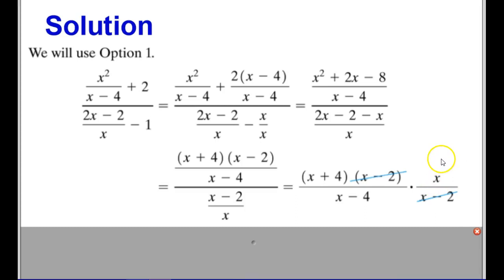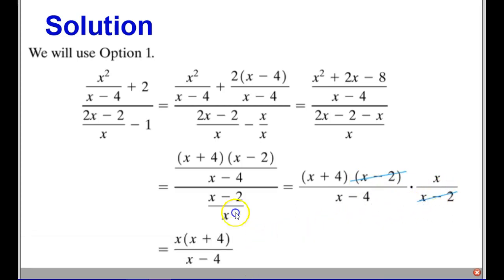But before I multiply, I'm going to go ahead and cancel out anything that can be. So I see I have an x minus 2 and an x minus 2. I get rid of that before I multiply, and then I can just multiply straight across. And I can leave everything in factored form. I don't have to go any further than that.